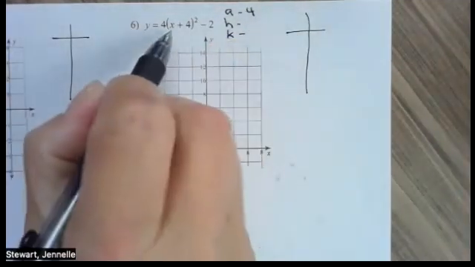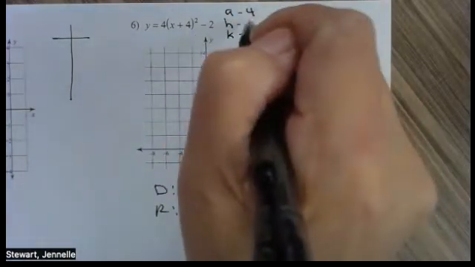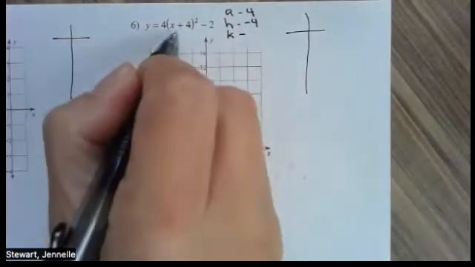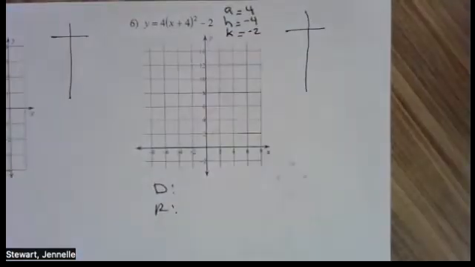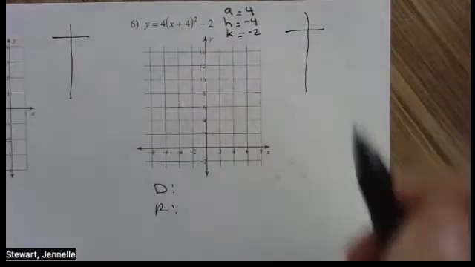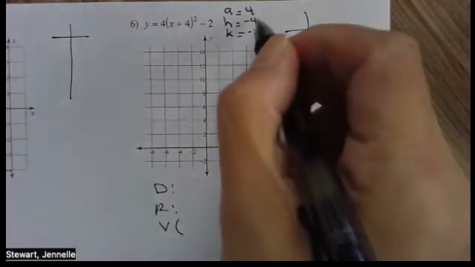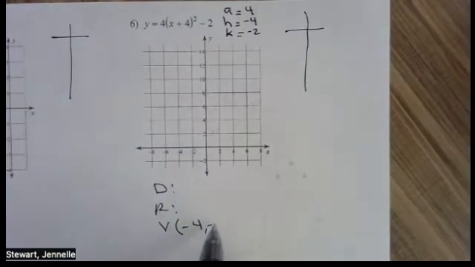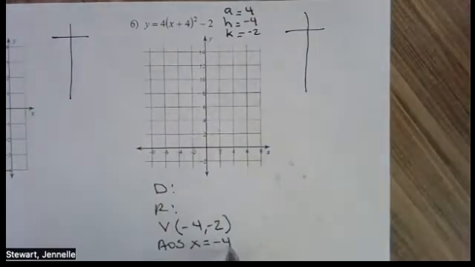So A sits here in front, it's 4. H is right here, but even though it says positive 4, it's actually the opposite, so it's negative 4. And K is negative 2. Okay, now first thing we're going to write down is our vertex. It's going to be (h, k), negative 4, negative 2. Next thing we're going to write is our axis of symmetry, which is x equals h, which is negative 4.